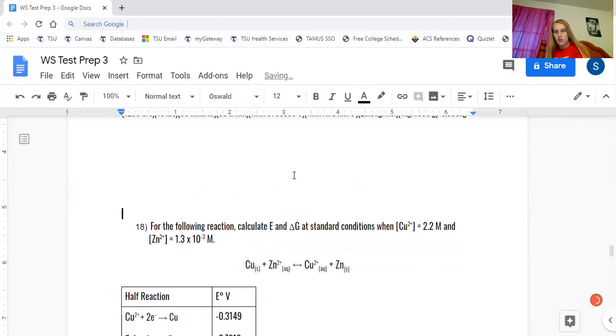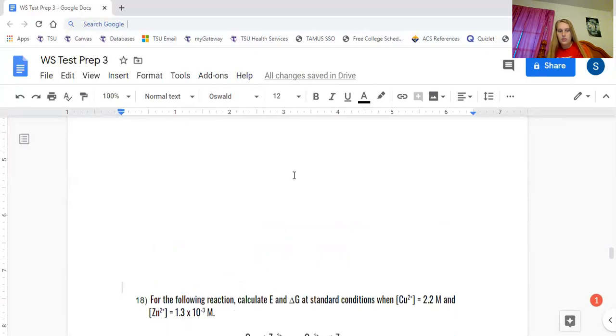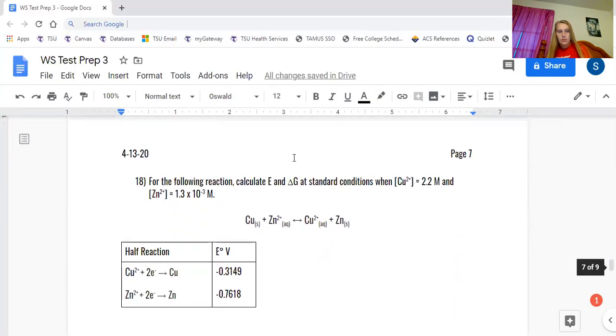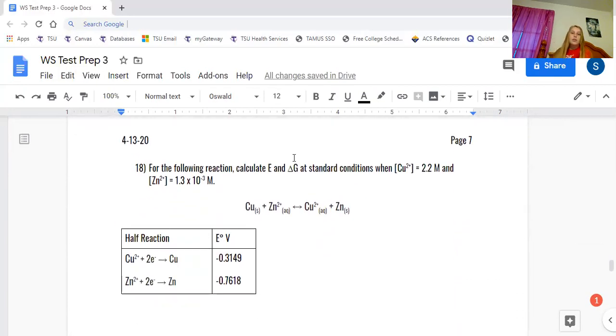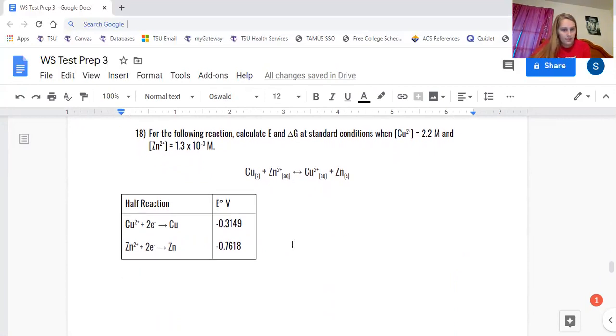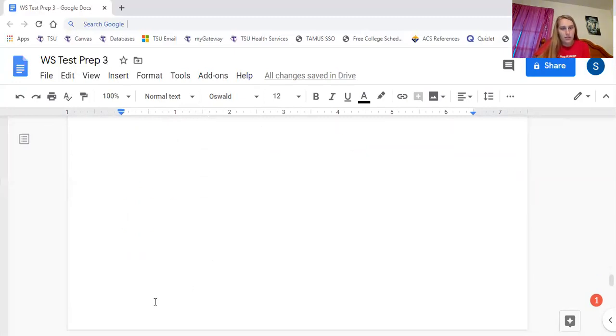We'll put this on the next page to make sure we have enough space. There's a whole other page there, so might as well. Okay. So for the following reaction, we need to calculate E and delta G. And they gave us that, so we don't even have to find it. So let's go ahead and do delta G because we have everything we need for that.